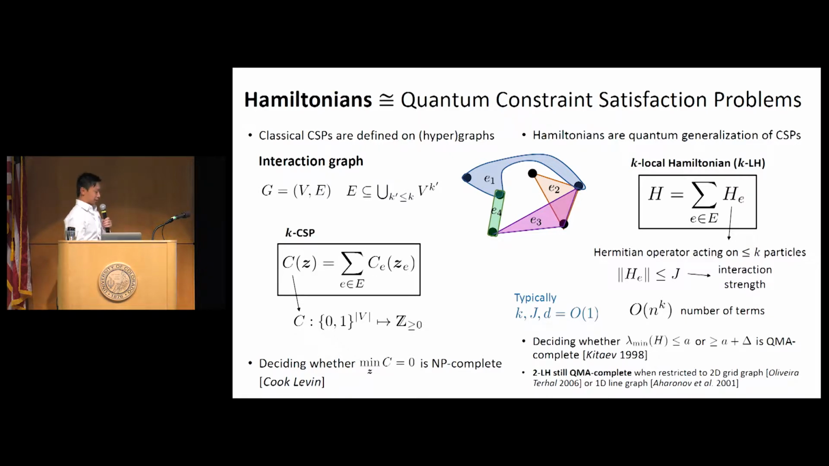Famously, in 1998, Kitaev quantized the Cook-Levin theorem and showed that the problem of estimating the minimum eigenvalue of a Hamiltonian is a complete problem for the quantum analog of NP, which we call QMA. It is also interesting to note that even if you only consider 2-local Hamiltonians on a 2D graph or a 1D line, the problem is still QMA-complete.